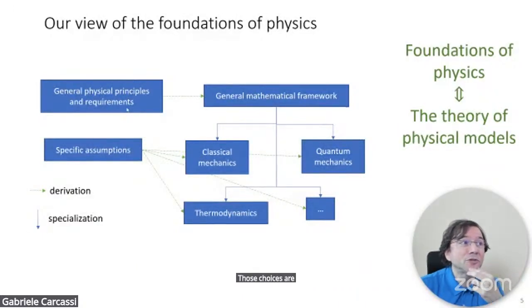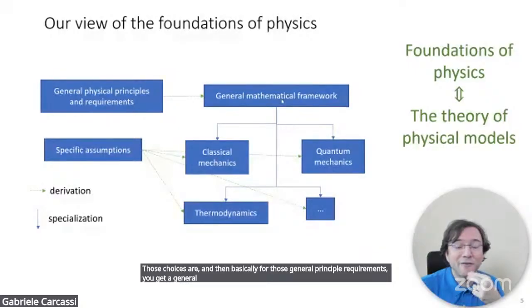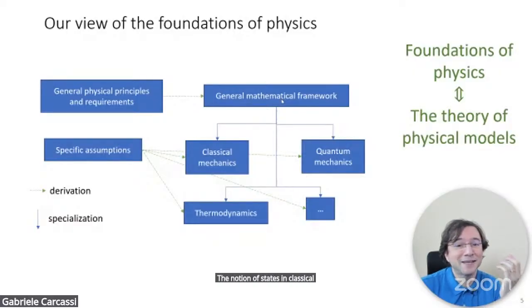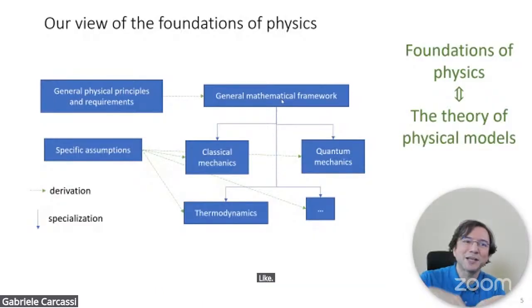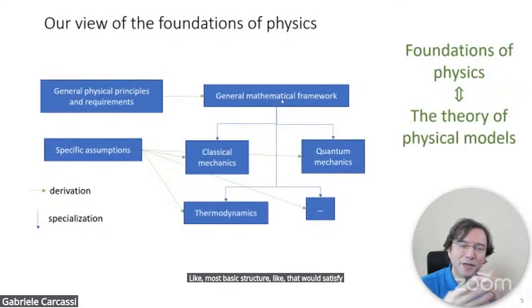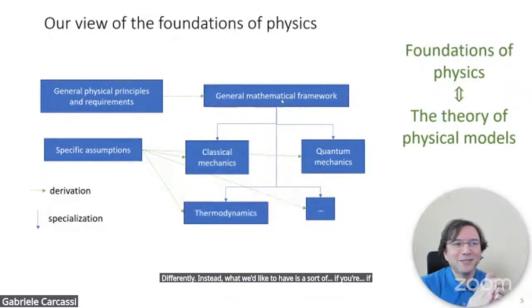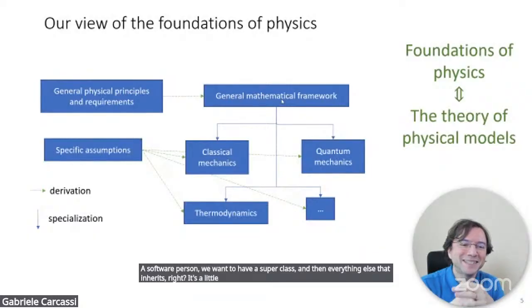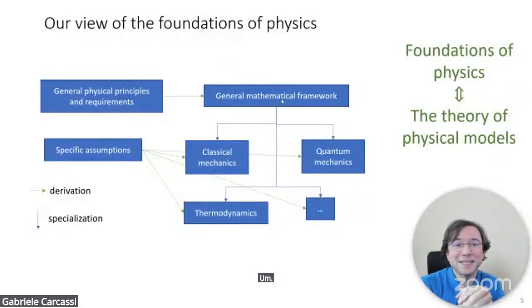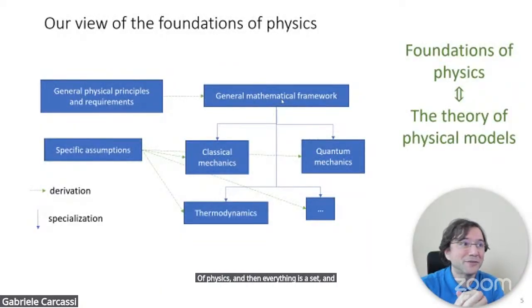And then basically for those general principle requirements, you get a general mathematical framework, a set of definitions that are always valid in any theory. Right now, the notion of states in classical mechanics, in quantum mechanics, in thermodynamics is completely different. There is no most basic structure that would satisfy all of them. You do everything differently. Instead, what we'd like to have is, if you're a software person, a superclass that everything else inherits from. It's a little bit, as I said yesterday, like having the set theory of physics, and then everything is a set and everything inherits those basic properties.